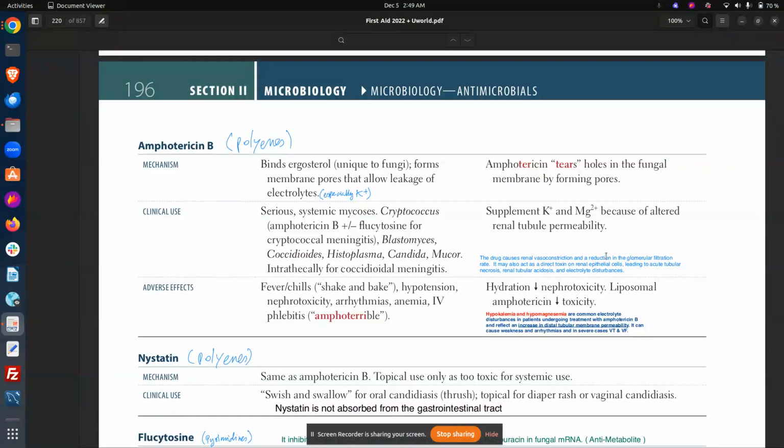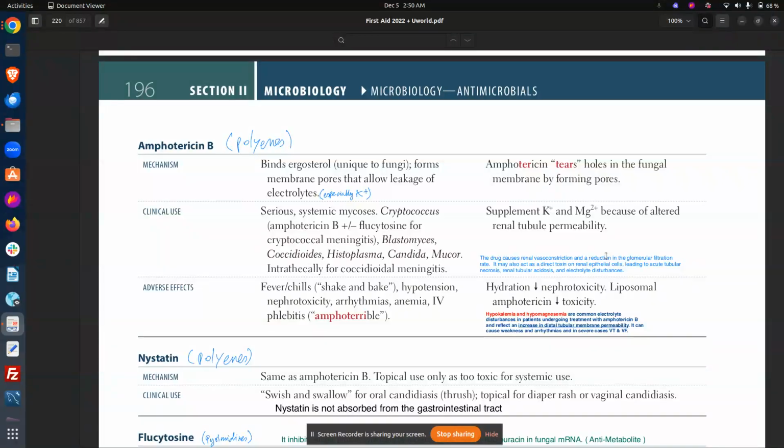We'll use amphotericin B also for blastomyces, coccidioidomycosis, histoplasma, and candida, because amphotericin B covers systemic fungal infections, so it can cover every systemic fungal infection. We have talked about blastomycosis and histoplasmosis in the previous lecture. But always remember that we are using amphotericin B for cryptococcal meningitis along with flucytosine, and we are using amphotericin B intrathecally. That means we give it directly into the CSF for coccidioidal meningitis.